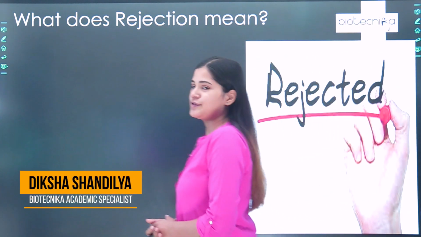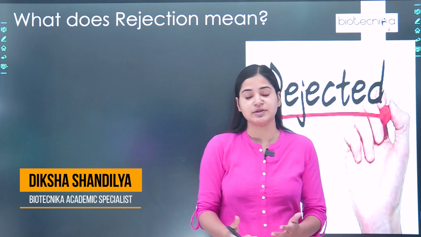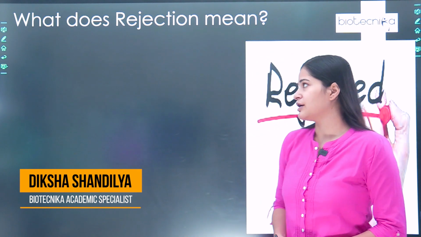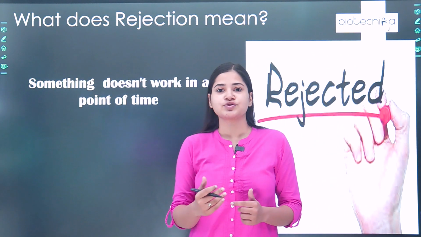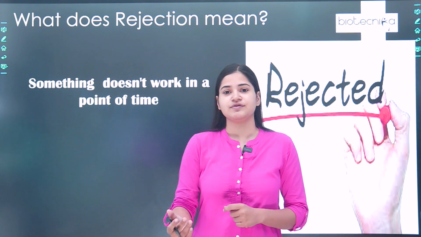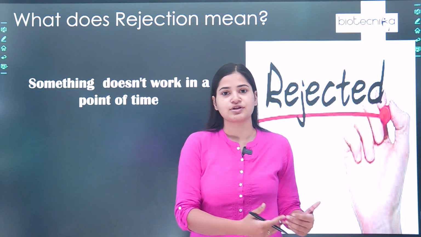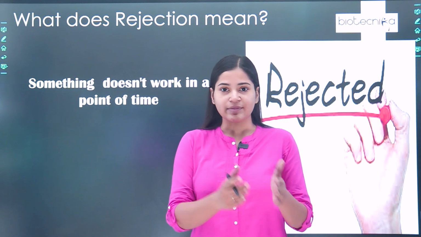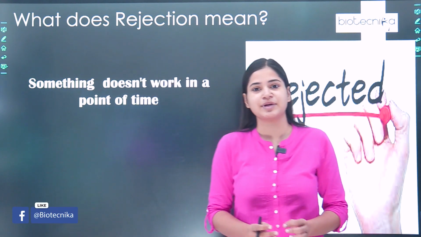So first we shall discuss what rejection is. What does rejection actually mean? Basically, rejection means that you tried doing your work, you tried achieving your target, you tried something, but it doesn't work at a point in time. So something that doesn't work at a specific point in time is termed as rejection.